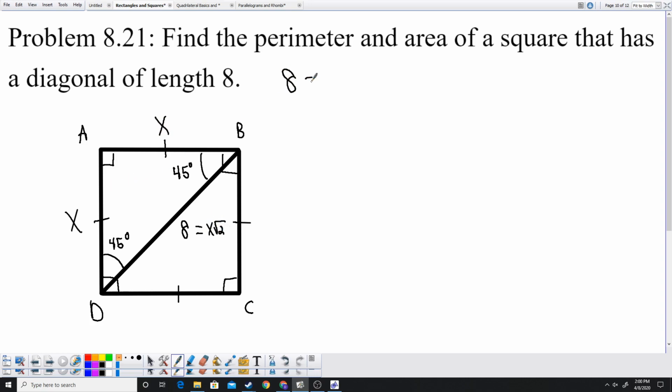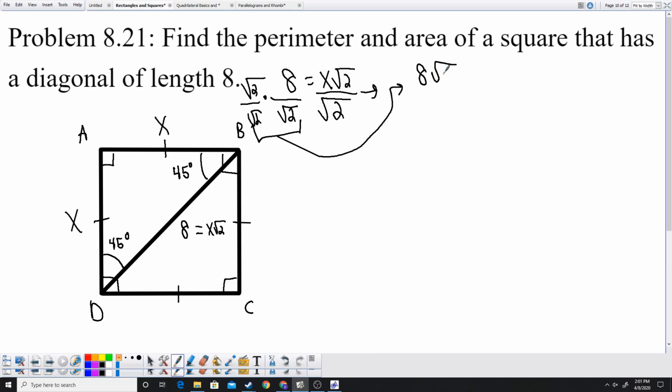So, if 8 is equal to x root 2, then to find our side x, we have to divide by the square root of 2. When we have the square root of 2 in the denominator, we want to multiply by the square root of 2 over the square root of 2 to get the square root in the numerator. This simplifies as 8 root 2 over 2, which is equal to x, because the square roots cancel out. And 8 over 2 simplifies to 4 times the square root of 2. So this is what our side length is equal to: 4 times the square root of 2.